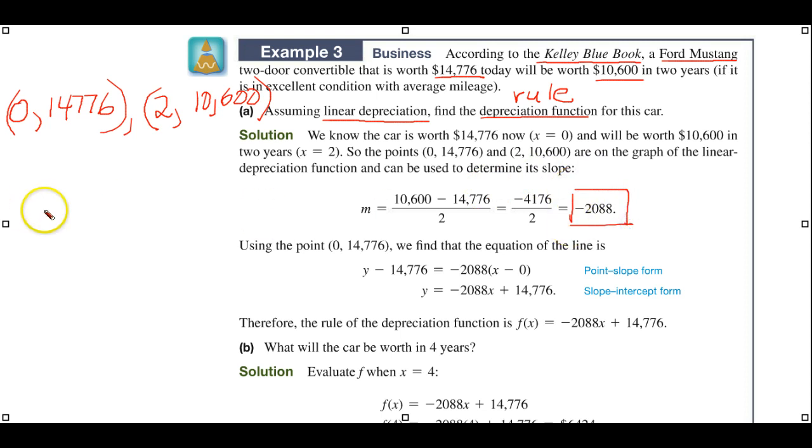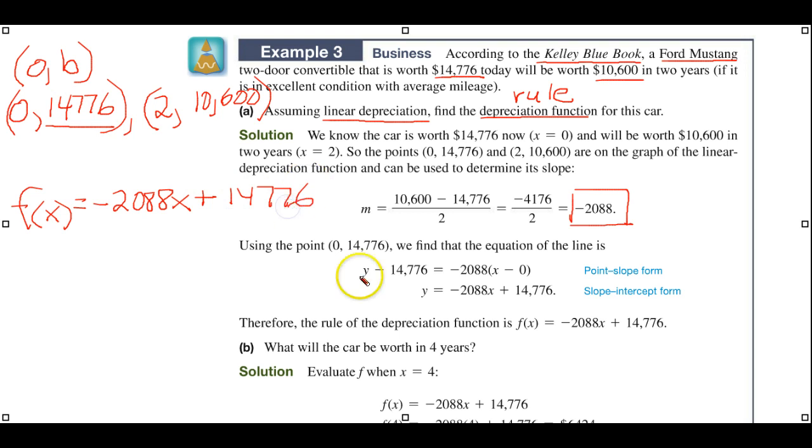If this is our slope, and again, we're putting it in function, that will be a negative 2088x. Now, interestingly, I don't know if you notice this, but this is in the y-intercept form, 0, b. Well, what would our y-intercept be? It's going to be this. So there is our linear depreciation function here.